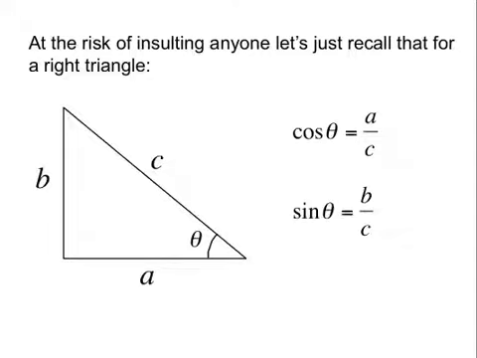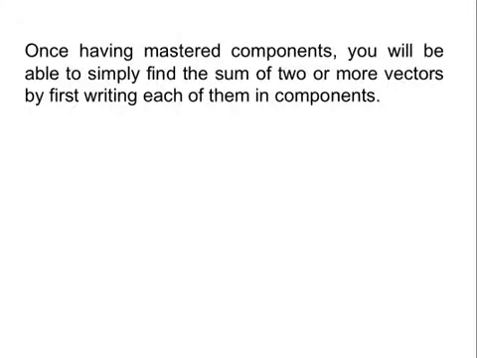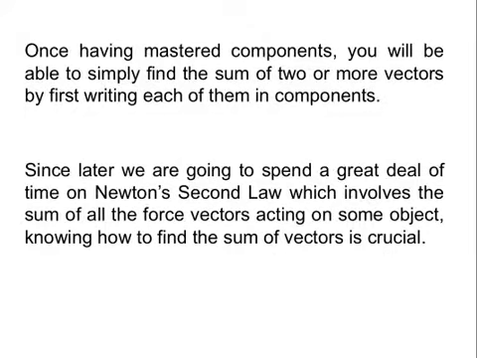Some of you write on your paper SOHCAHTOA, which I thought was some Indian incantation, but it stands for sine is opposite over hypotenuse, cosine is adjacent over hypotenuse, tangent is opposite over adjacent. Once having mastered components, you will be able to simply find the sum of two or more vectors by first writing each of them in components. Since later we are going to spend a great deal of time on Newton's second law, which involves the sum of all the force vectors acting on some object, knowing how to find the sum of vectors is crucial.